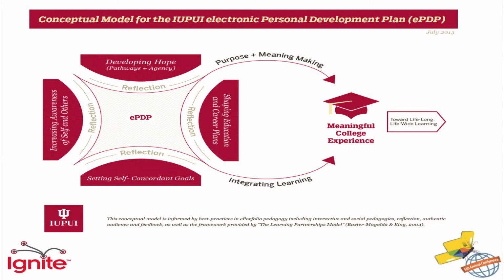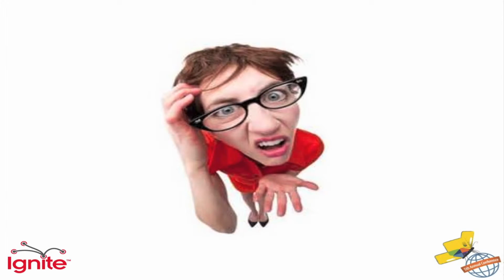And in the end, we developed this really rich conceptual model that talked about what we want for the ePortfolio. We want students to develop pathways and agency. We want them to develop meaning around the college experience. Now, some of you are probably thinking, great story, Kathy, glad it ended well, but what does this mean for me, besides sitting in a room for 5 minutes and listening to you speak very, very quickly?